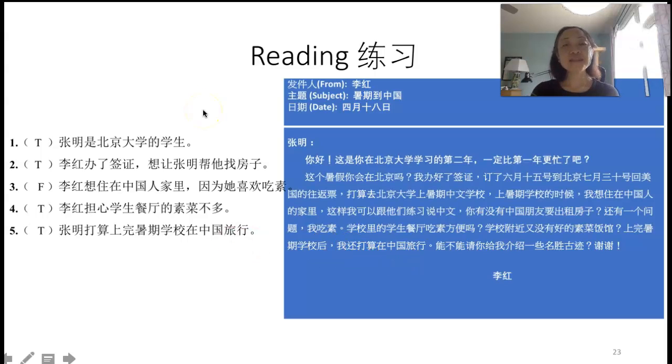Okay, now the last part for writing is different from what we usually do. I won't tell you the topic of your writing, but I can ensure you this should be something you know how to write about, and then you need to write no shorter than 150 characters.